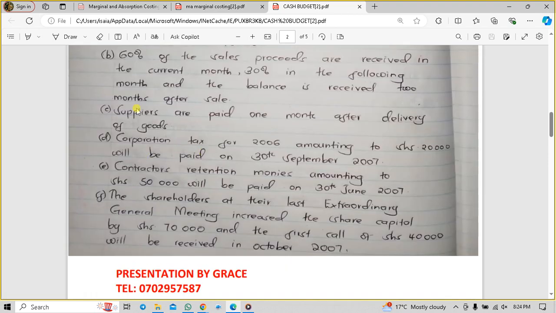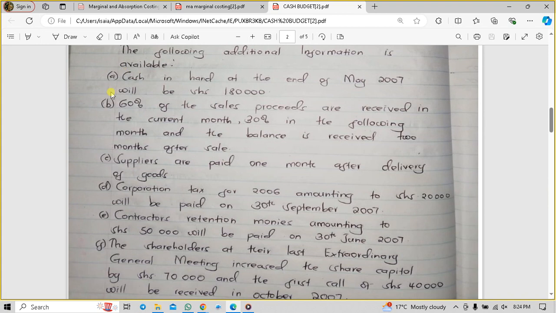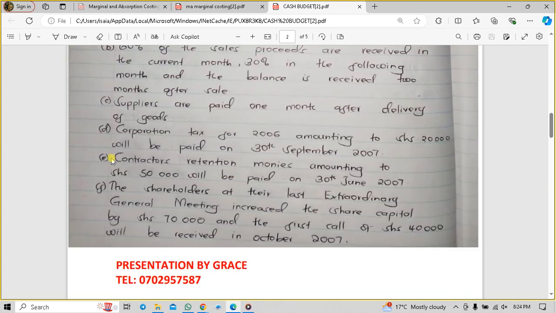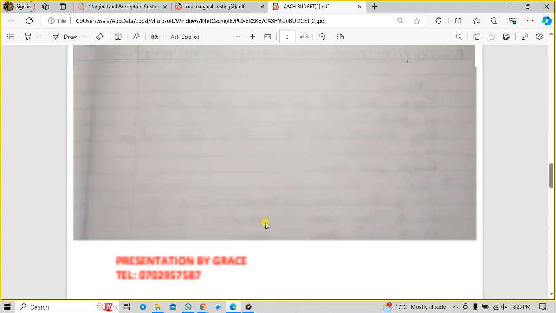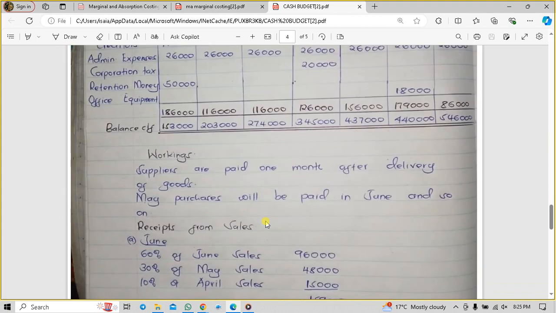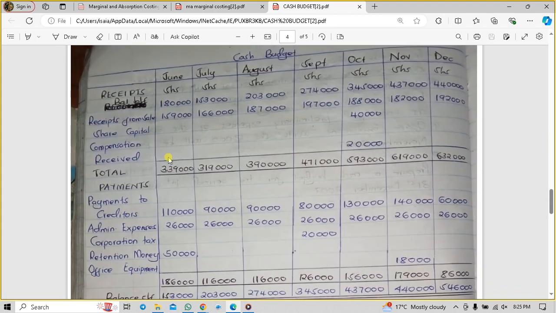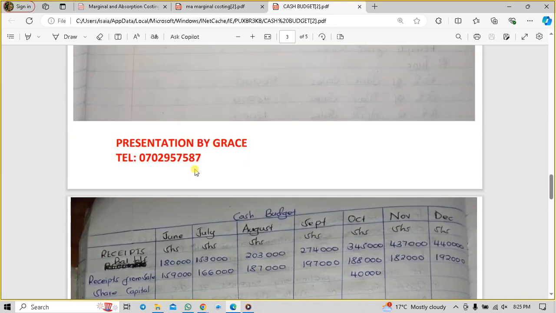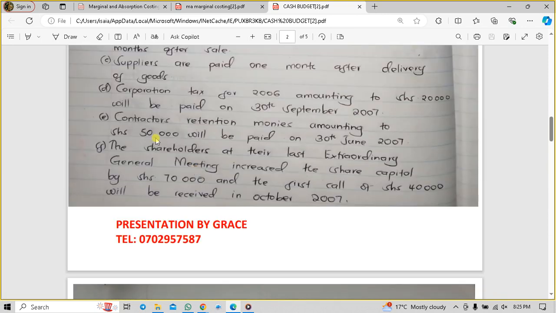So you can be cancelling. Once you are done with part A, you cancel part B, part C. So we are done with part D. Part E, retention. Contractors' retention money amounting to 50,000 will be paid on 30th June 2007. So there is a payment to be made. That one is under payments, retention money. You write it under the month of June, then you cancel it. That is for part E.